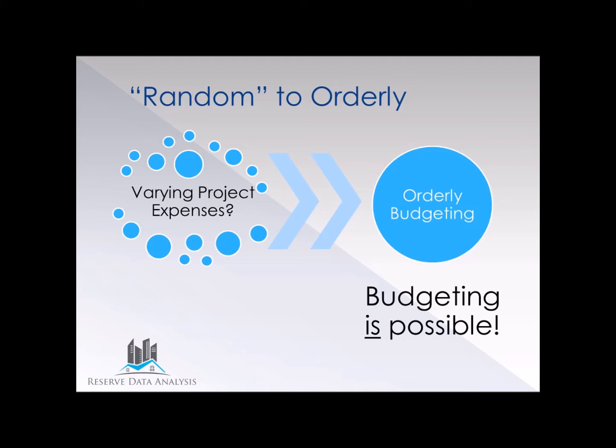So what we're trying to do in a reserve study is take seemingly random expenses, like roofs and siding and paint and asphalt and pools and mechanical equipment, and create an orderly budget. That's something we can actually do because we have very good data for the useful life of components, and we have very good data for the cost of components. So because of that, budgeting is possible. We can create a very useful budget that's going to help the community get over these hurdles without having to rely on loans or special assessments or deferred maintenance.